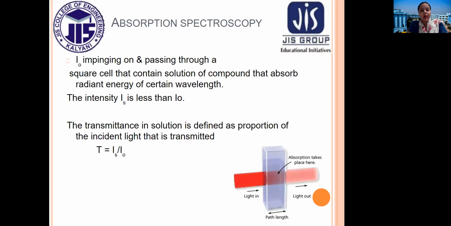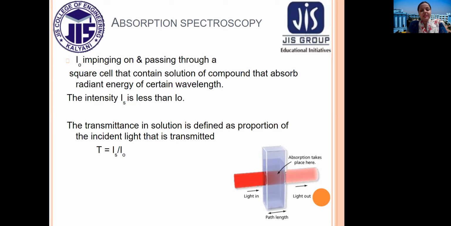I0 is impinging on and passing through a square cell. Here you can see an object where absorption takes place. Light falls onto the object and light comes out through a square cell that contains a solution of a compound that absorbs radiant energy of certain wavelength. The intensity Is is less than I0. So I0 is one intensity and Is is another intensity.